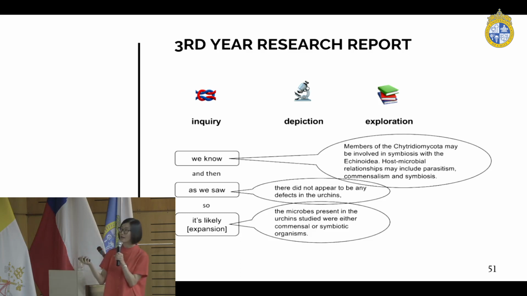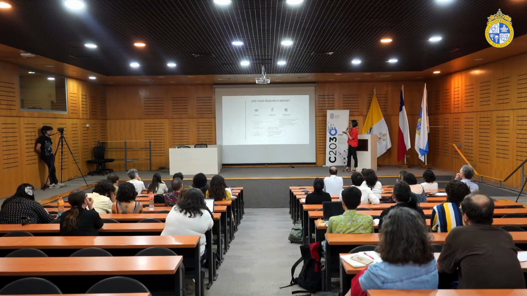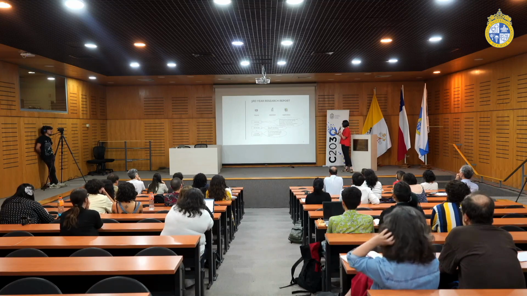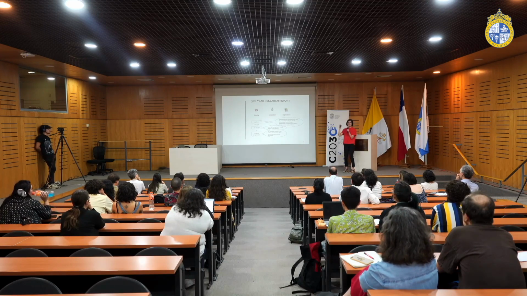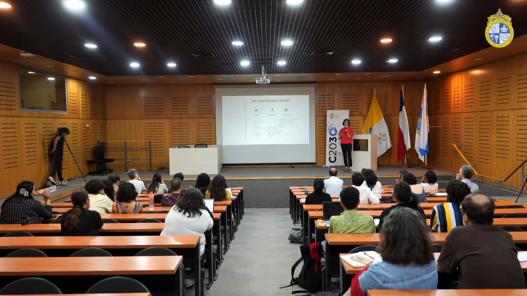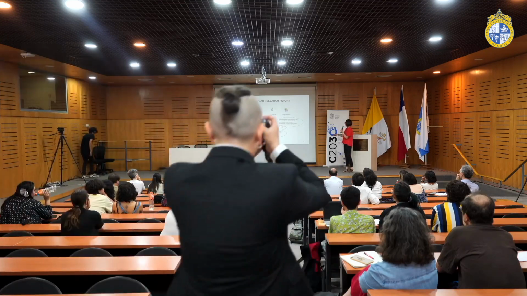Here we have an example. Members of chytrid may be involved in symbiosis with actinodia. Host microbial relationships may include parasitism, commensalism, and symbiosis. That's what they learned from the book, right? And based on their knowledge, in the experiment, there did not appear to be any defects in the urchins. They were studying sea urchins.